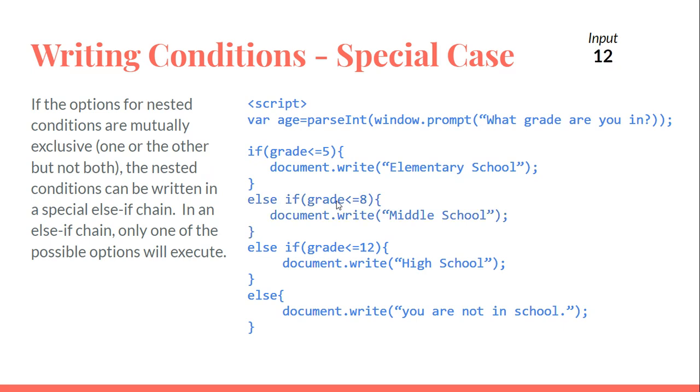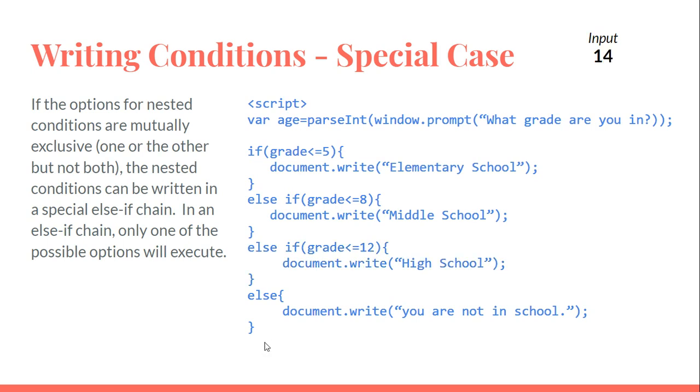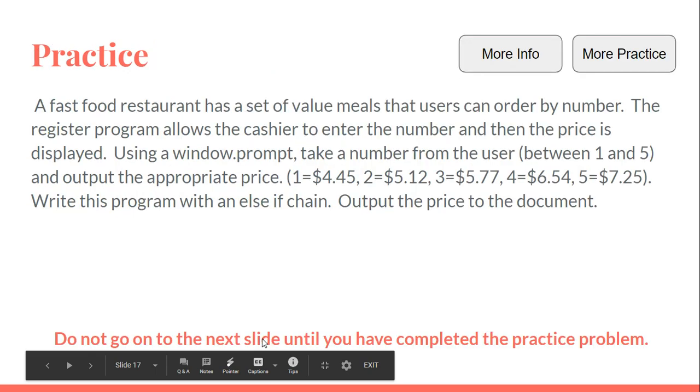All right, next input, we're going to input 12. It checks the first one and fails. It checks the second one and fails. It checks the third one and has success. So it skips this else and then comes down to complete the program. And finally, if I put in 14, it fails the first and skips, fails the second and skips, fails the third and skips, and then executes the final, and then continues on with the rest of the program.